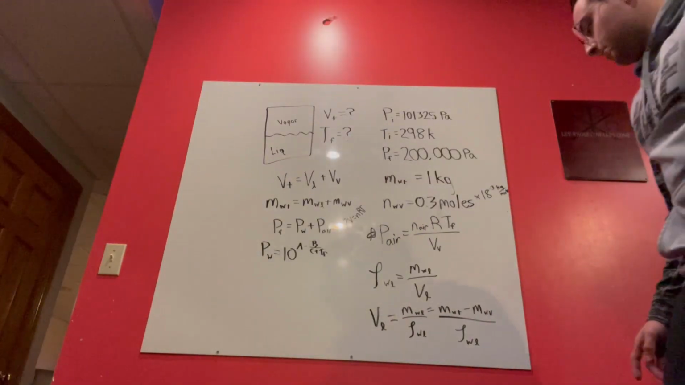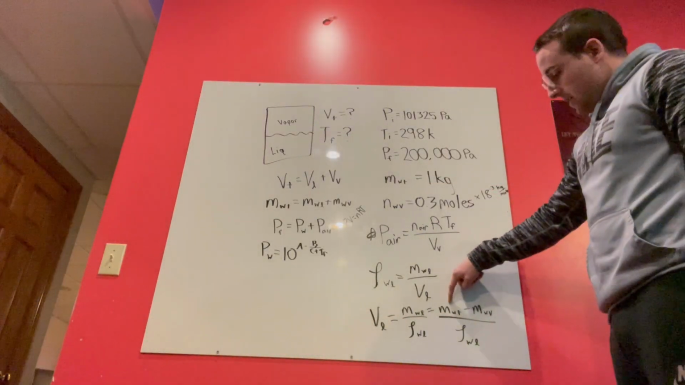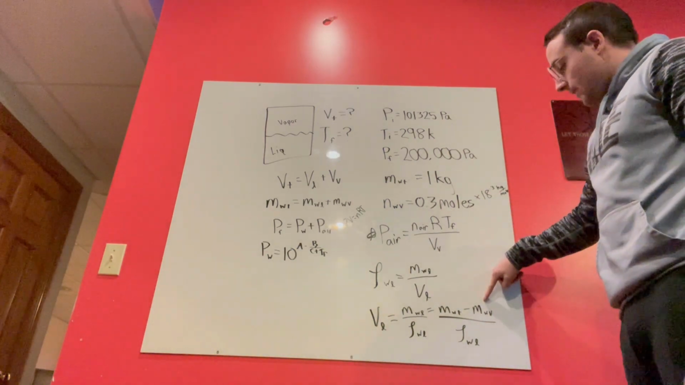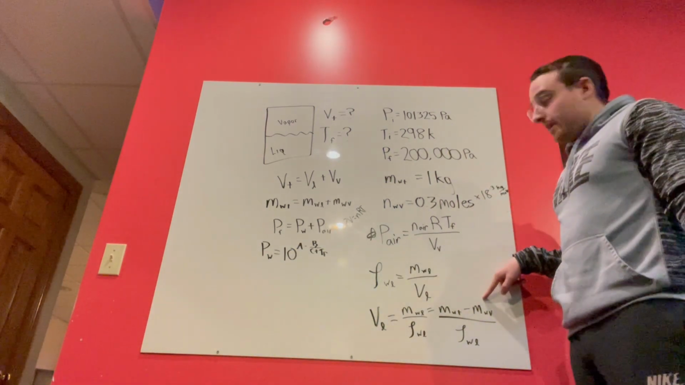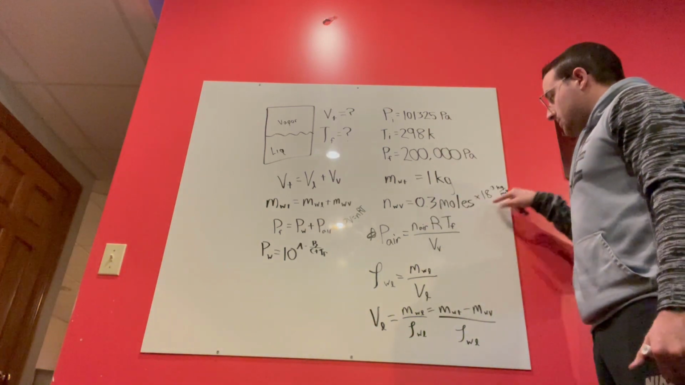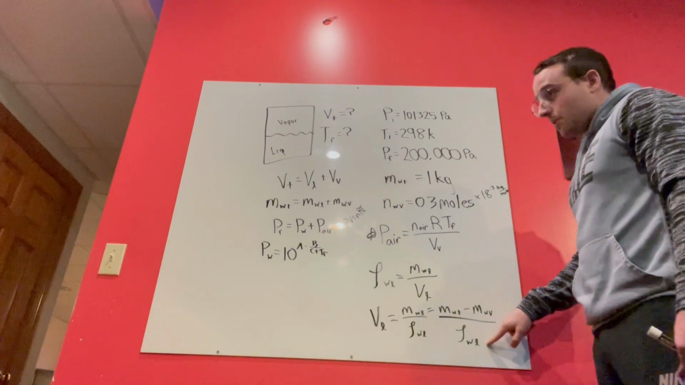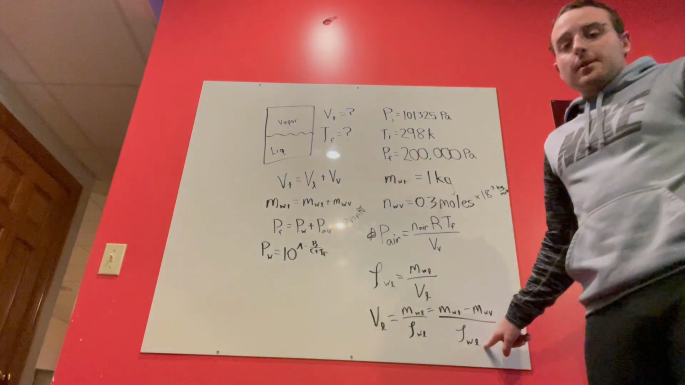That equation helps out a lot because we know the total mass of water, which is 1 kilogram, and we can also figure out the mass of the water in the vapor phase by using these moles and the molecular weight of water, and we know the density of water to be 1,000 kilograms per cubic meter.